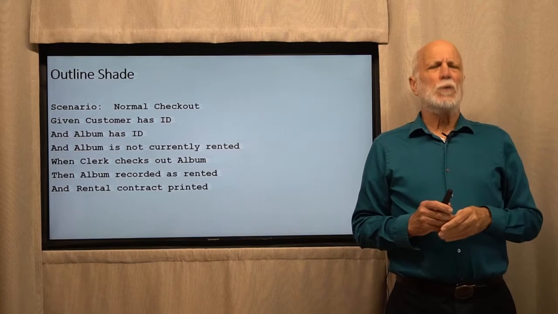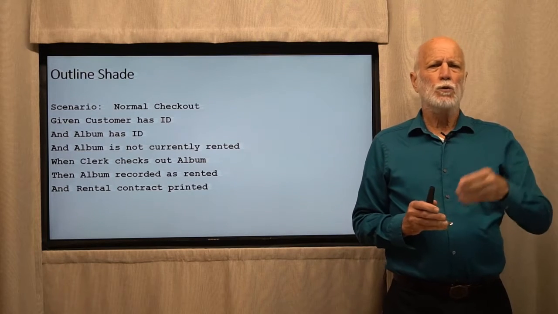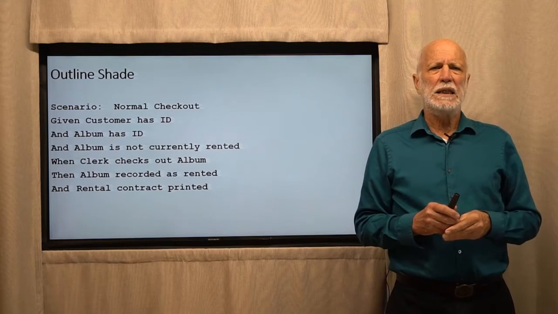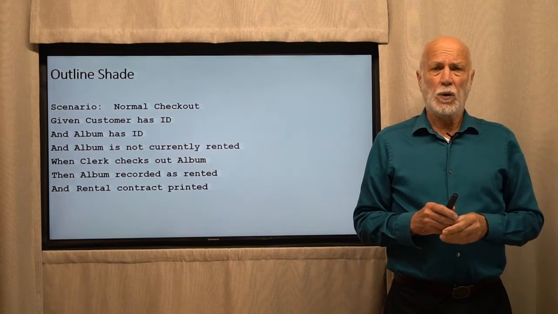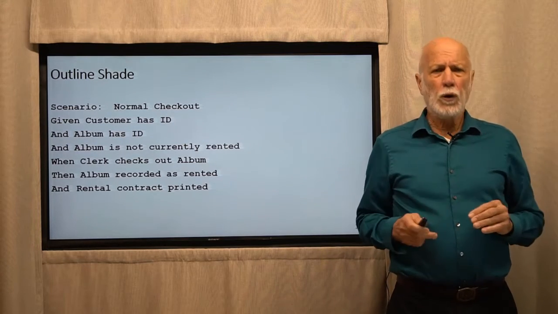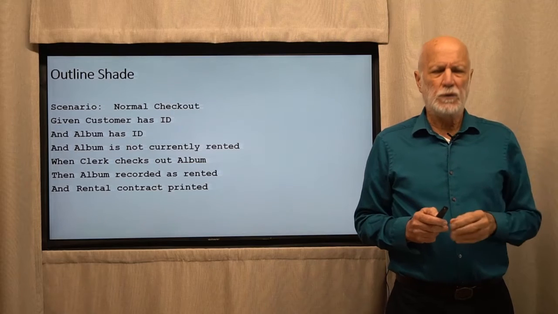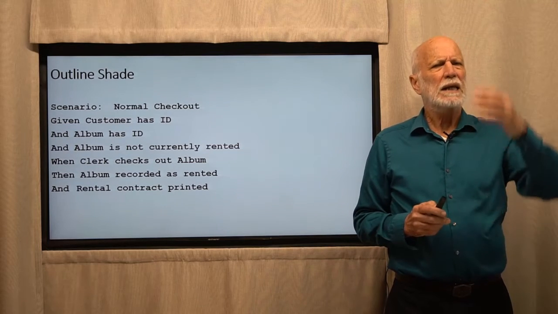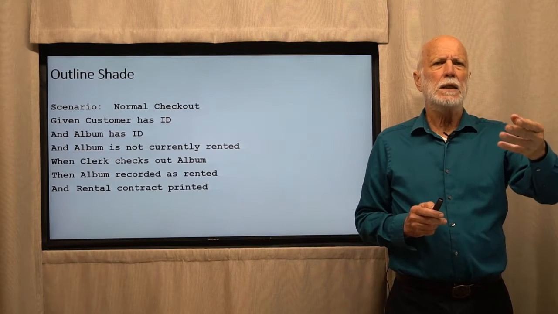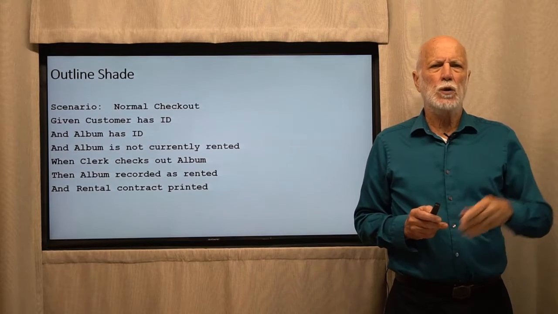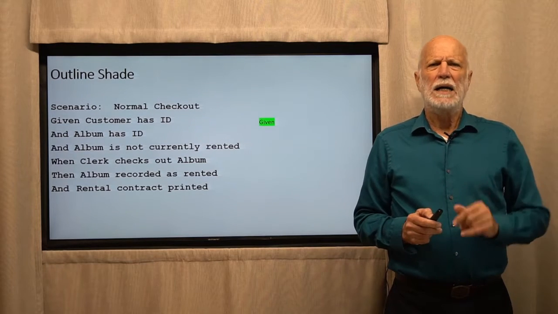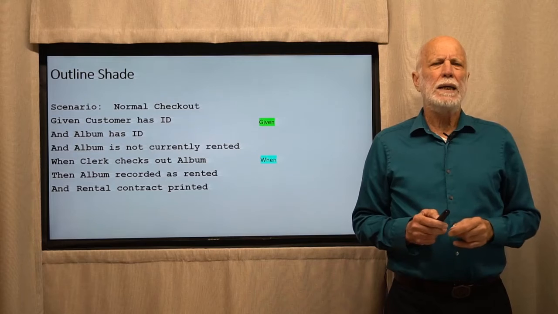And here's the outline shade for this normal checkout. Given customer has an ID and the album has an ID, when the album is not currently rented, well, when they check it out, then the album's recorded as rented and a rental contract is printed. That's an outline of the flow. Given the state, when the action occurs, then these are the results. Well, there's our given, our when, and our then.